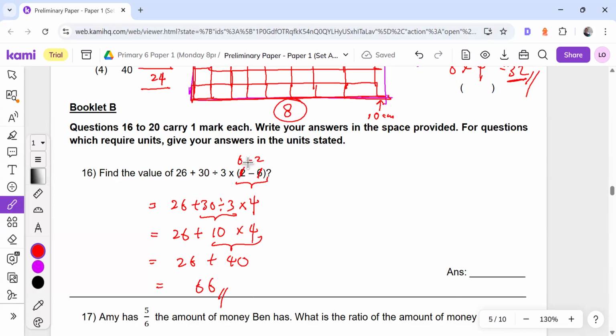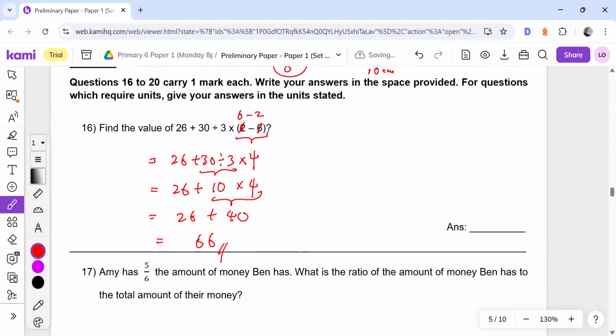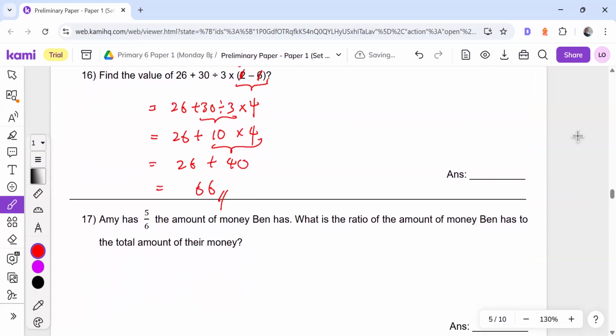All right, I forgot to tell you that it is 6 minus 2, not 2 minus 6. But sometimes if you see a mistake like this, I want you to correct your own mistake. See whether you can correct it, just change it. Change 2 minus 6 to 6 minus 2, that also can. Okay, let's go to question 17.